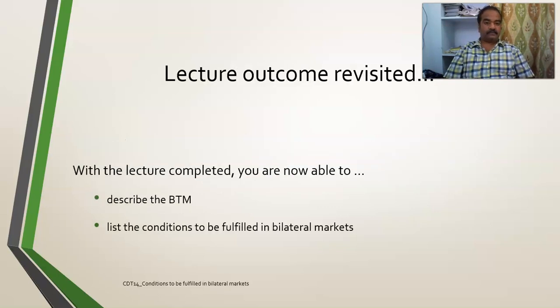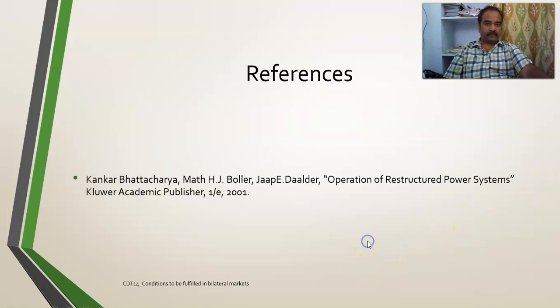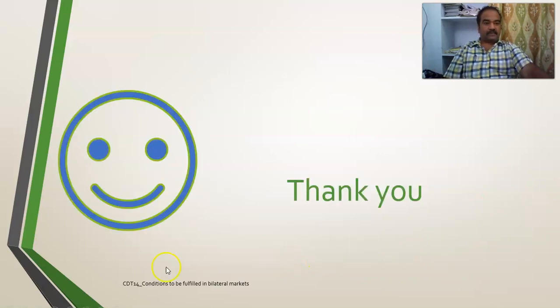So that's it for today. I hope that now you are able to describe the BTA, and that you are able to list the conditions which are to be fulfilled in bilateral markets. And this is a lecture level question: What is the significance of the bilateral transaction matrix and how are these elements computed? This is the reference. Thank you.